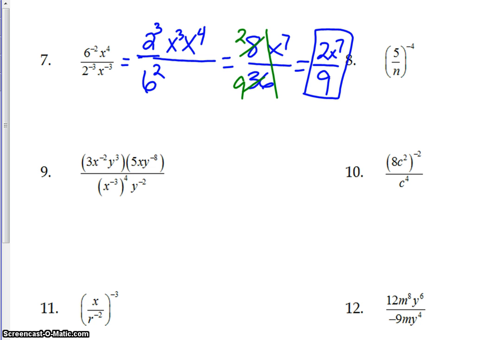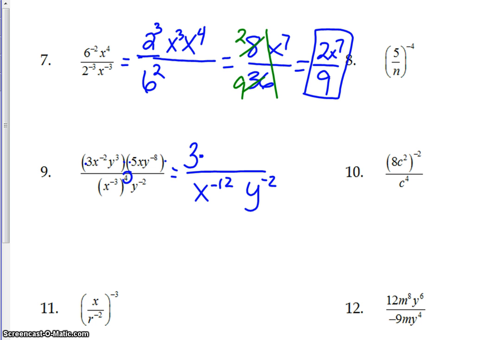Let's jump down to number 9 here. The first thing I'd want to deal with is this 4 right here. I'm going to have to take everything in that denominator and take it to a power of 4. So that would be x to the negative 12. This y to the negative 2 wasn't affected. And these parentheses are not useful to us.